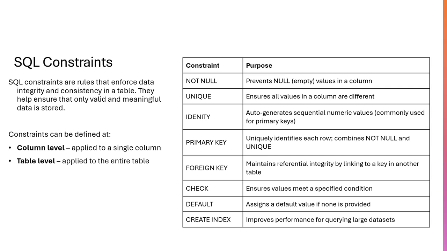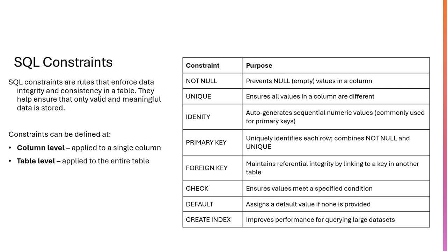No duplicates. Then IDENTITY auto-generates sequential numerical values, commonly used for primary keys. When you are defining primary keys, identity can work there, or you can define your own primary keys in a formula that you want. Then PRIMARY KEY uniquely identifies each row and combines NOT NULL and UNIQUE. A primary key is a column or a unique identifier to a record.